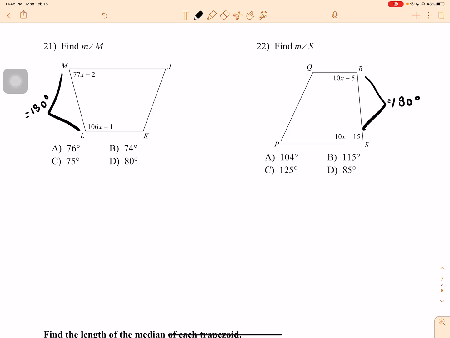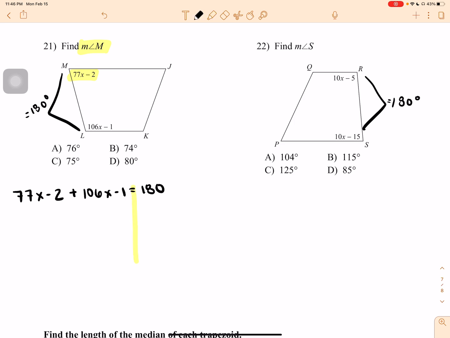So we have to find the measure of angle M. That's our end goal, okay? Our end game. So that is angle M. But first we have to solve for x. We know that in trapezoids, those adjacent angles there add up together to equal 180 degrees. So I'm just adding them together to equal 180.